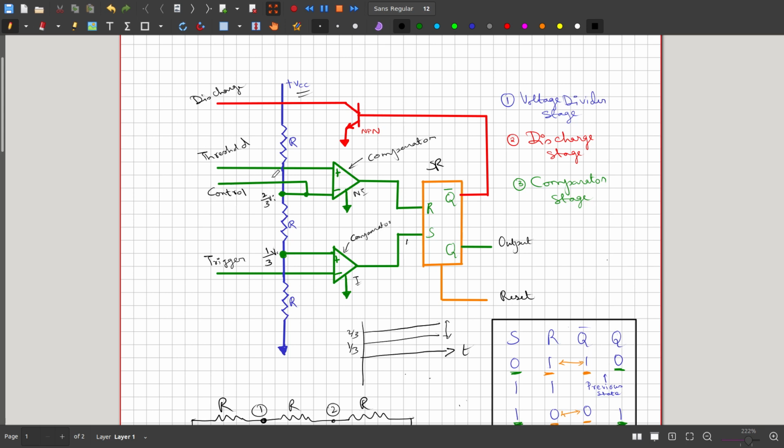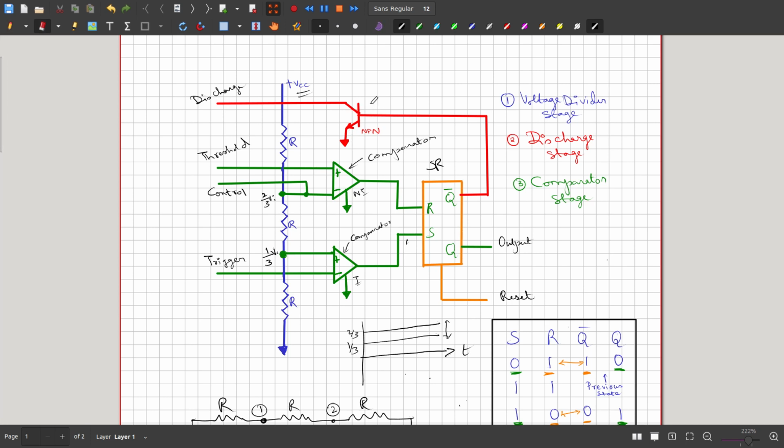So this is the circuit. There is also another stage called the discharge stage. In the discharge stage there is an NPN transistor. It is connected in a common emitter configuration. Therefore, whenever this base is low, the discharge pin is disconnected from the ground.